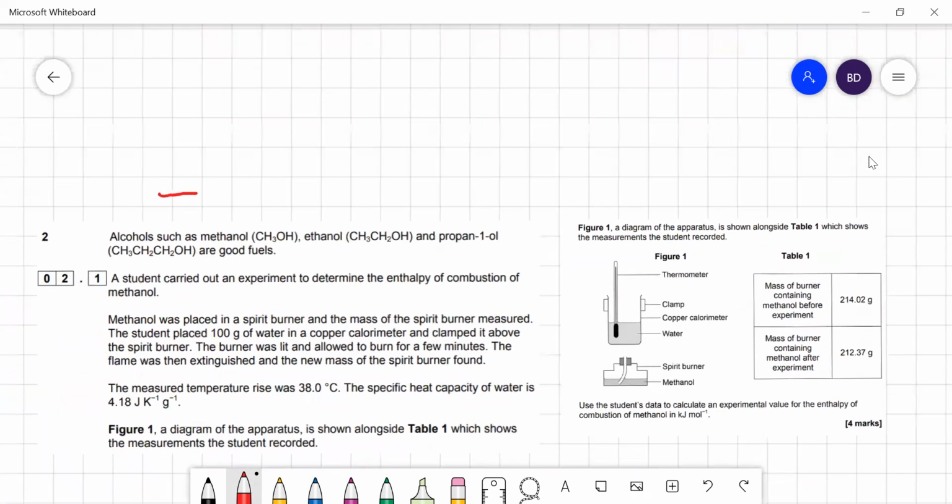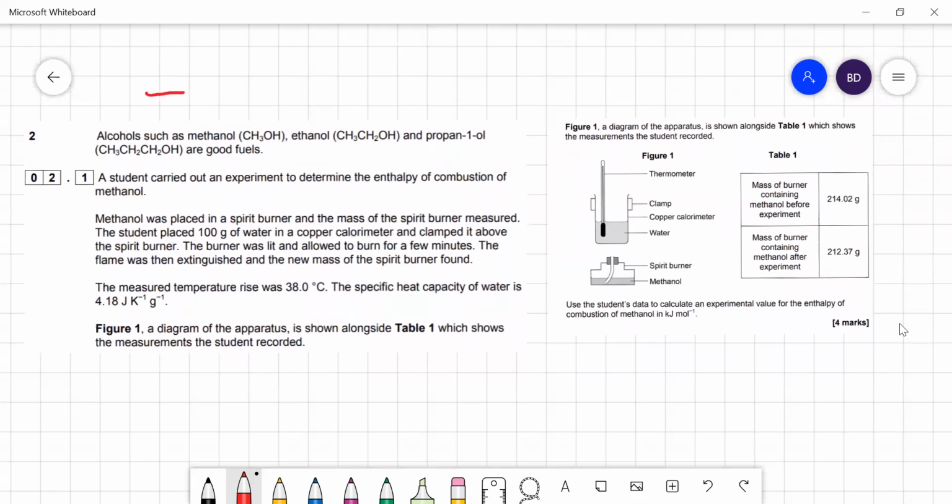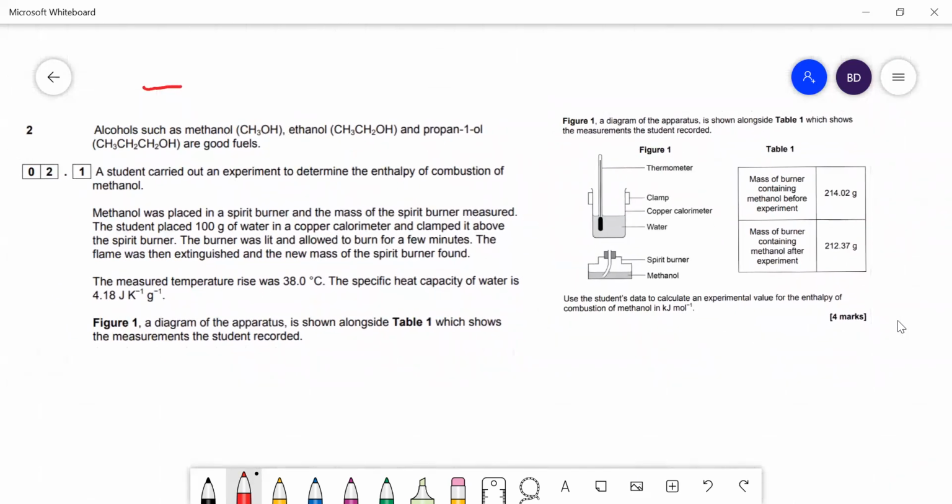Right. This is about an enthalpy change, okay? Right, a student carried out an experiment to determine the enthalpy of combustion of methanol here, okay? So delta HC for methanol. That's what we're trying to find out. Okay, so they put methanol in the spirit burner over the copper can with so much water in it, 100 grams of water. And then they weighed so they knew how much methanol they were burning. They weighed the burner before and then afterwards.